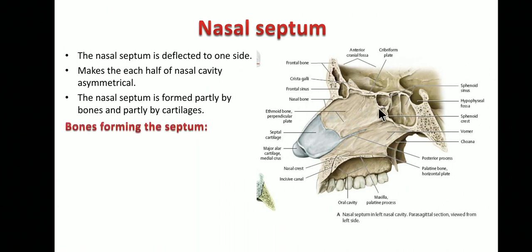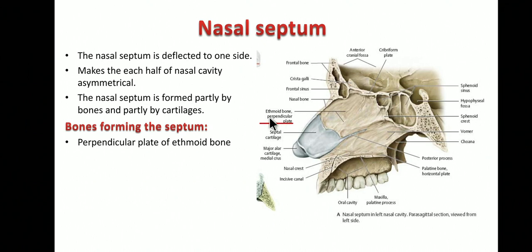The main two bones which contribute the major part of the nasal septum are the perpendicular plate of the ethmoid bone, which you are able to see here, and the other bone you come across in the nasal septum, the vomer. These two bones mainly contribute to the nasal septum. Other small bones, apart from the perpendicular plate and the vomer, are the nasal bone and part of the frontal bone.